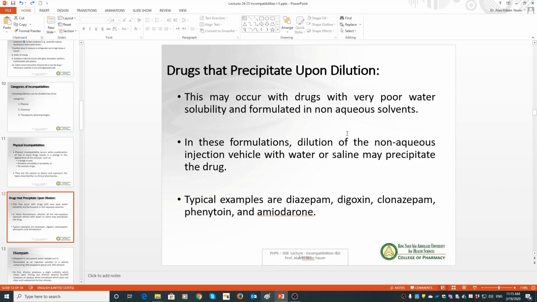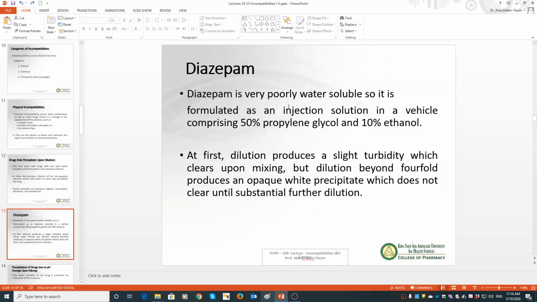Examples of drugs with poor solubility formulated in non-aqueous solvents or co-solvents are diazepam, digoxin, clonazepam, and phenytoin. These are our common examples for poorly soluble drugs. I will give you examples, but you need only to remember diazepam as a case for this class of incompatibility.